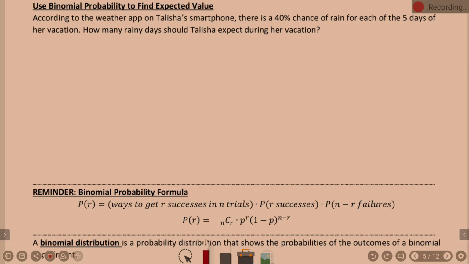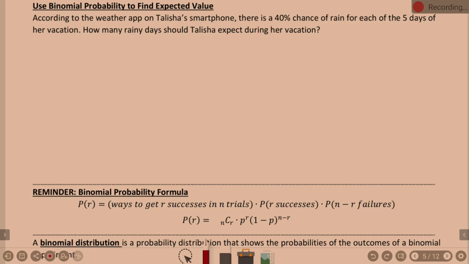First of all, let's look at the question, and then we'll talk about how we're going to solve this. According to the weather app on Talisha's smartphone, there's a 40% chance of rain for each of the 5 days of her vacation. How many rainy days should Talisha expect during her vacation? Notice, how many rainy days should she expect? Expect, that's what we're looking at, the expected value over the course of these 5 days.